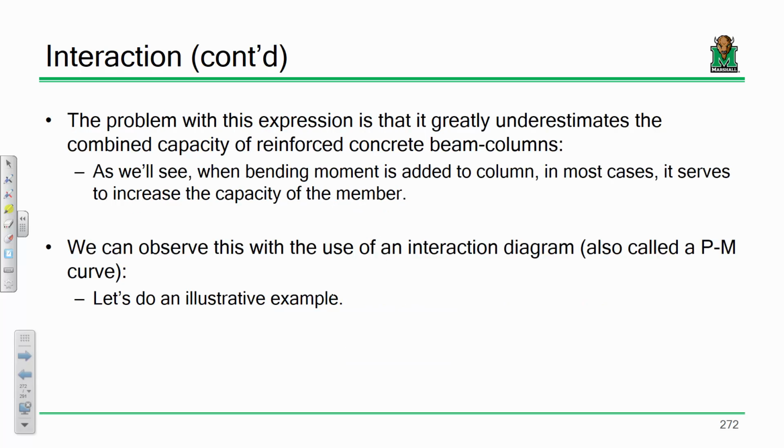Now, the problem with that expression is it greatly, and I mean greatly, underestimates the combined capacity of a reinforced concrete column. And here's the main reason why. Let's say you have just a beam by itself. You're bending it, so some of that beam's in compression, some of that beam is in tension, right? Okay, what is concrete not like? What does it weaken? Tension.